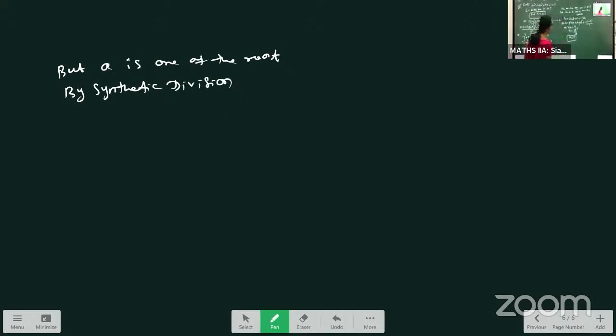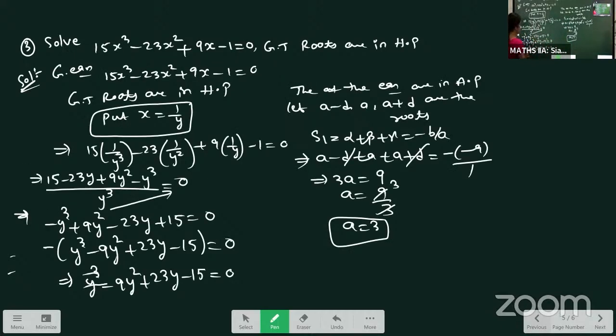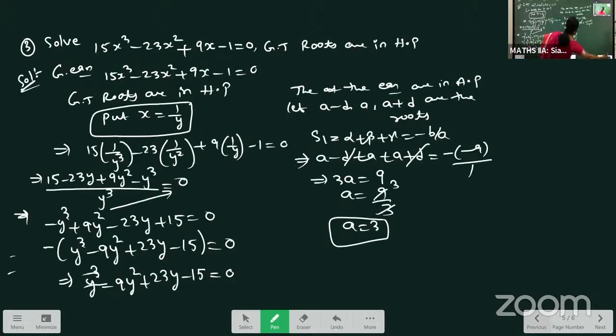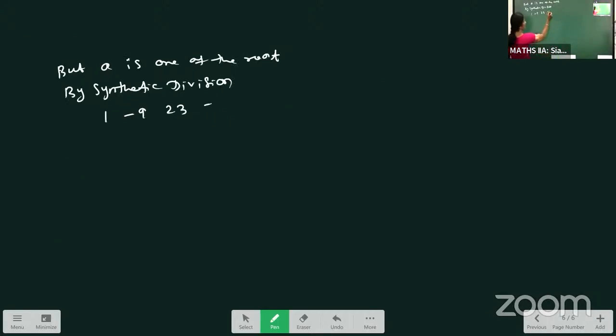Take the equation from here. Coefficients are what? 1, minus 9, 23 and minus 15. So 1, minus 9, 23 and what is the constant? It is minus 15. Now divide by 2.